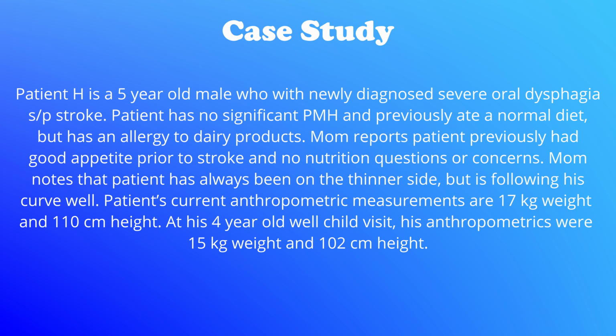Patient's current anthropometric measurements are 17 kilos weight and 110 centimeters height. At his 4-year-old well child visit, his anthropometrics were 15 kilos weight and 102 centimeters height. So first and foremost, we are always going to want to look at his anthropometrics first.